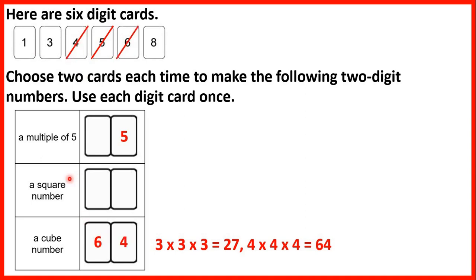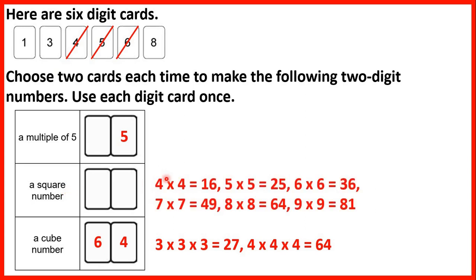64. Now a square number is what you get when you multiply a number by itself. So we can have 81 because 9 times 9 is 81. And then remember, we can use each digit card only once, and we have a 3 left, so 3 must be the tens digit of our multiple of 5.